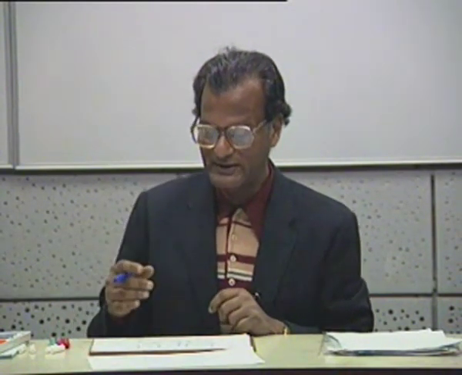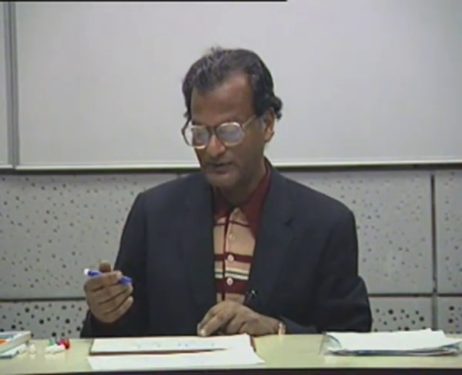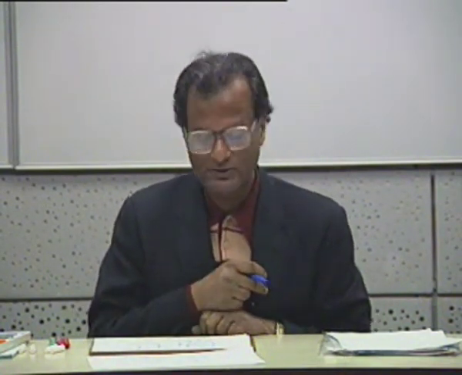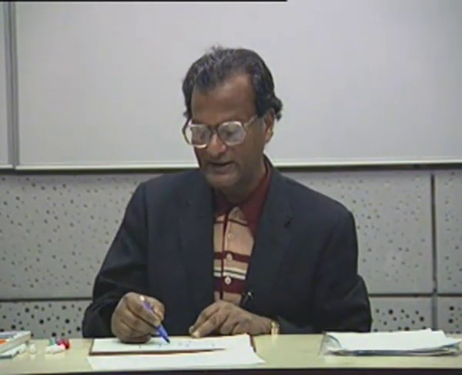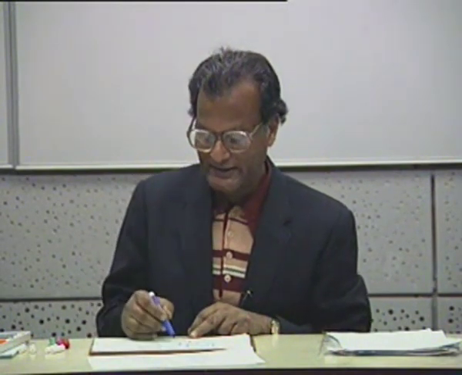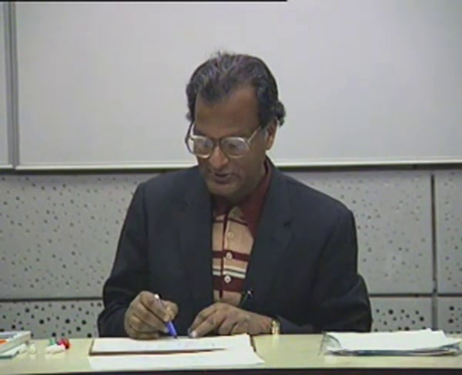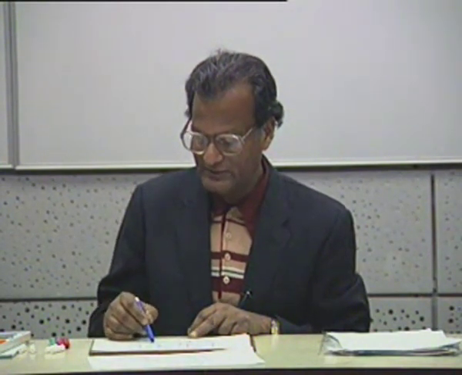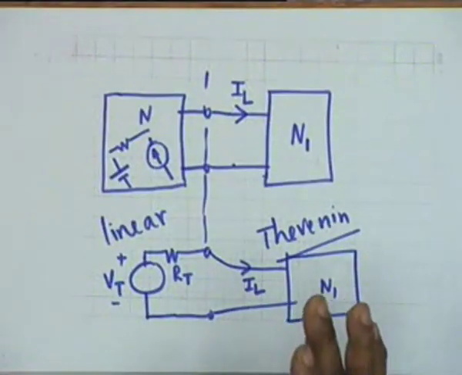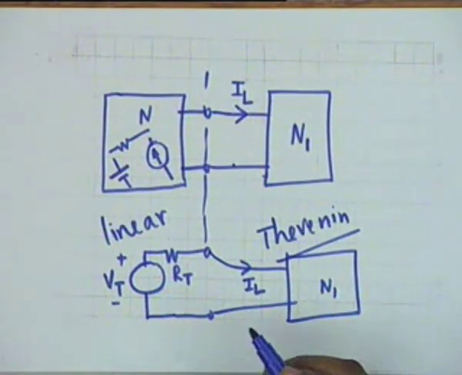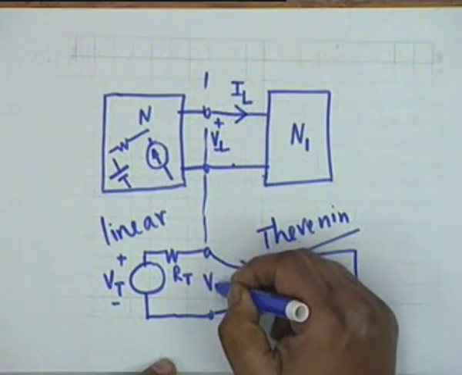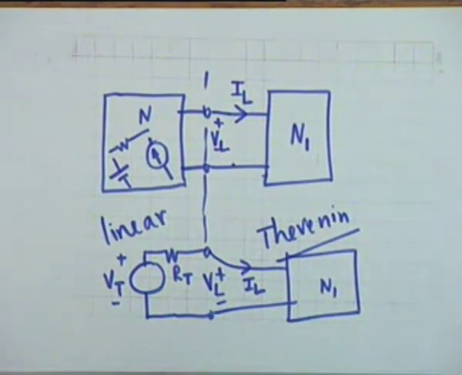Now, to be able to understand this in perspective, let us say that under the actual network connection, the load current is IL. If IL is going in, then IL must come out also. Then Thevenin's theorem says that if this equivalent network is connected to the same network N1, then the current here will also be IL. This is what equivalence means. Equivalence means that the terminal behavior is the same. That is, if this voltage is VL, then this voltage shall also be VL.